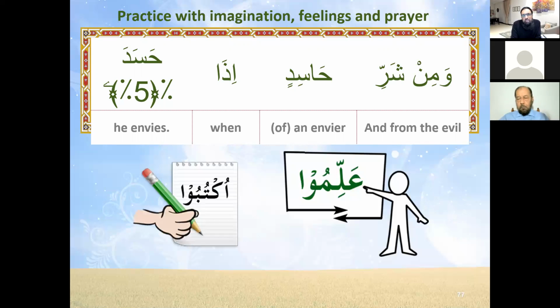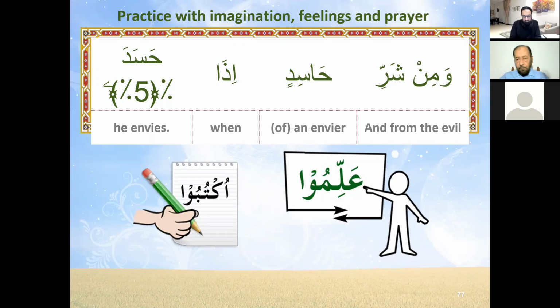So let's practice. وَمِن شَرِّ, and from the evil, حَاسِدٍ, of an envier, إِذَا حَسَدَ, when he envies. وَمِن شَرِّ حَاسِدٍ إِذَا حَسَدَ, and from the evil of an envier when he envies.